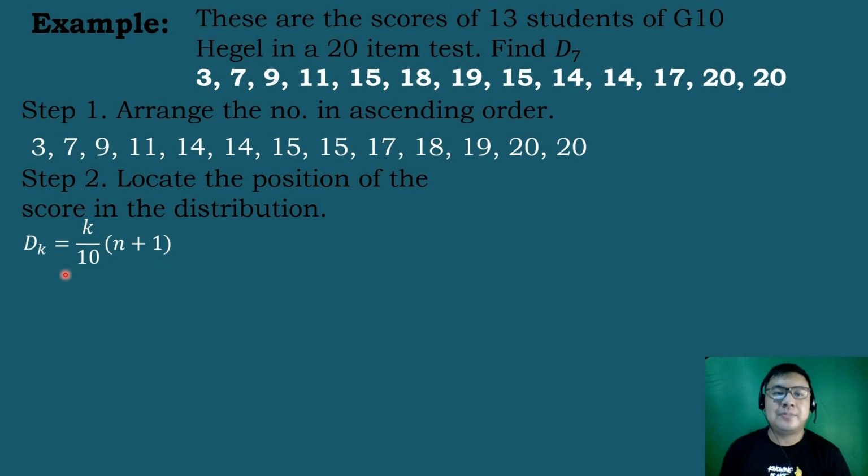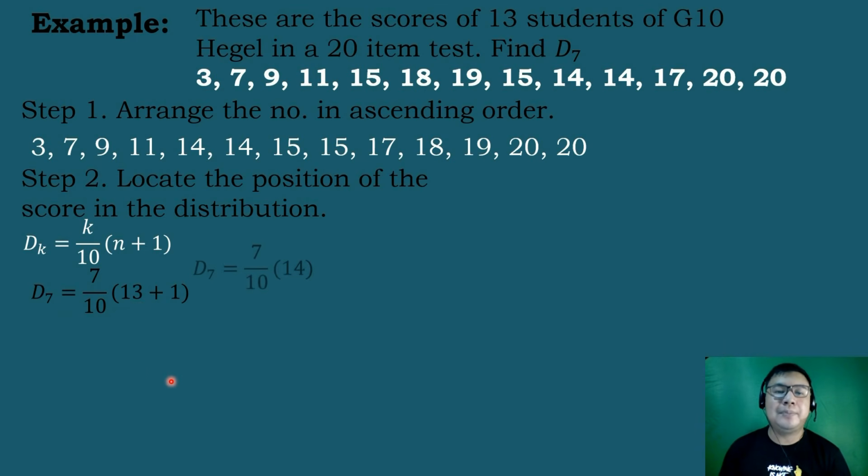We will substitute the value of k, and that is simply equal to 7, and the value of n will be equal to 13, which is the total number of students. After we have substituted the corresponding values, we will now simplify the equation.